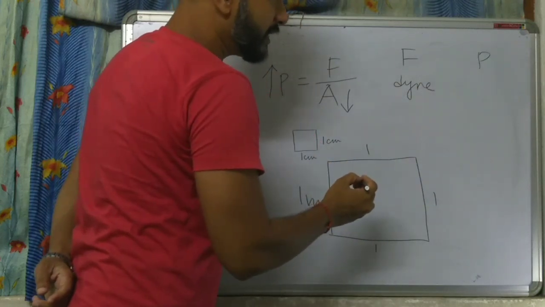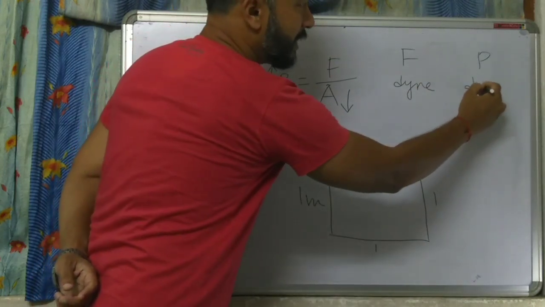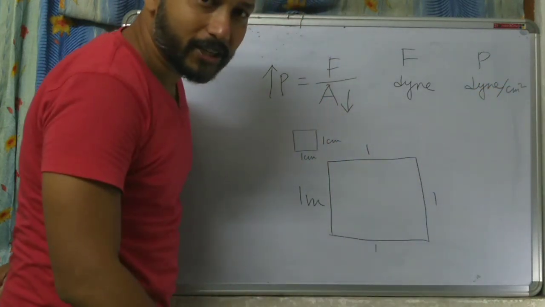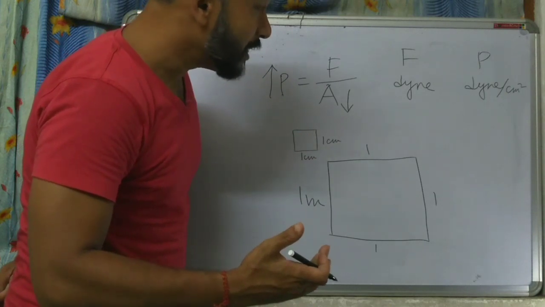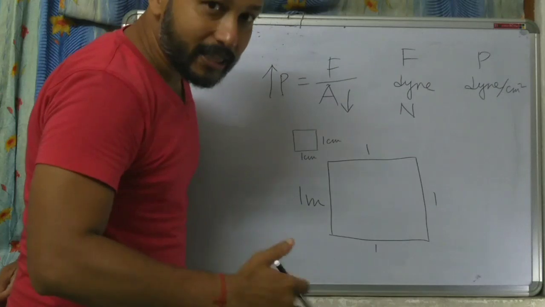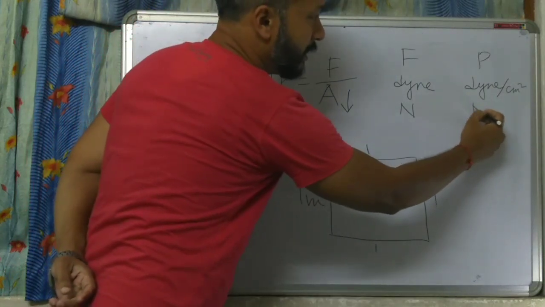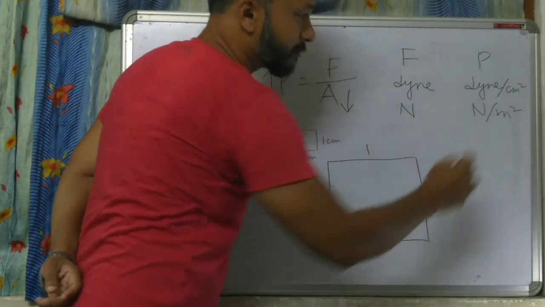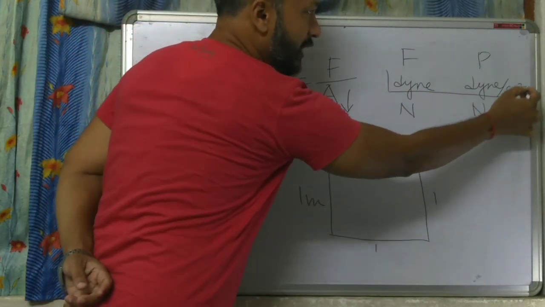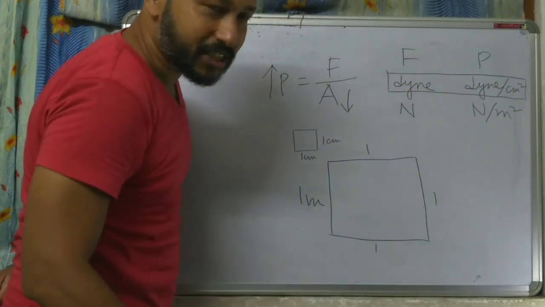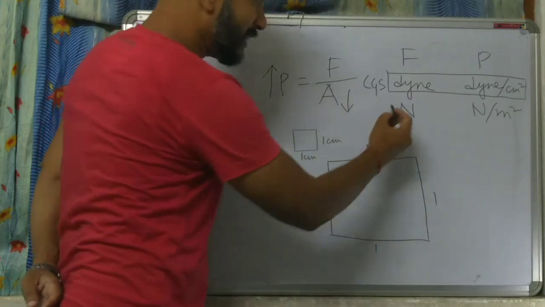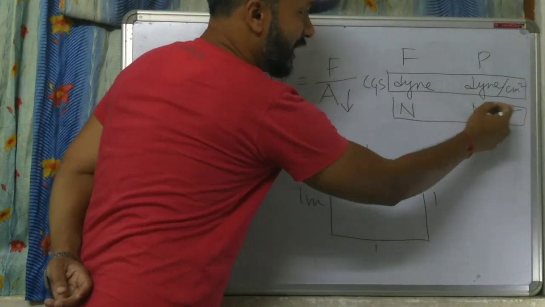Unit of pressure is dyne per centimeter square. Got it? Now another unit of force is Newton. Another unit of pressure is Newton per meter square. Okay? These units are in CGS system. CGS system. Okay? And these are in SI system.